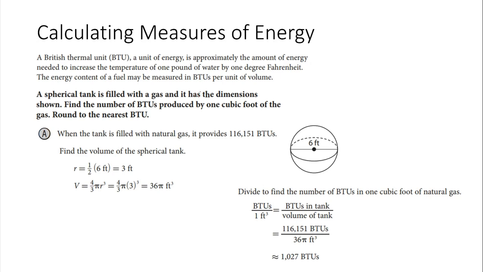So each different gas has a certain amount of energy, and that certain amount of energy is known as a British thermal unit or a BTU. That's a unit of energy. It's the approximate amount of energy needed to increase the temperature of 1 pound of water by 1 degree Fahrenheit.